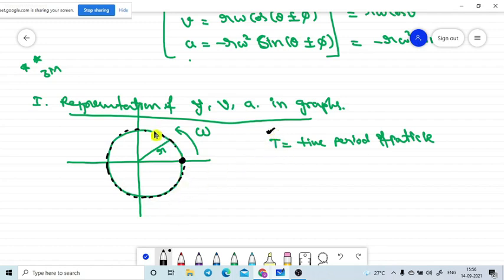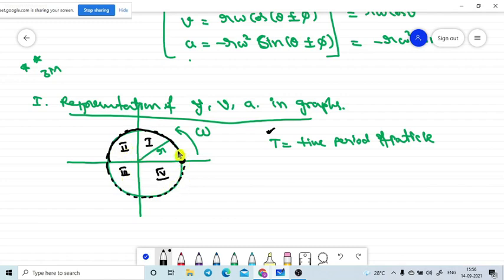Now, will you please look at this one? These portions are four identical displacement points. This portion is the first quarter, this is the second quarter, this is the third quarter, and this is the fourth quarter.